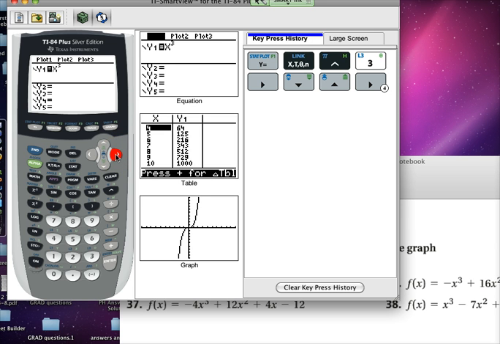There we go. And then we have plus 4x squared, and minus 5x.